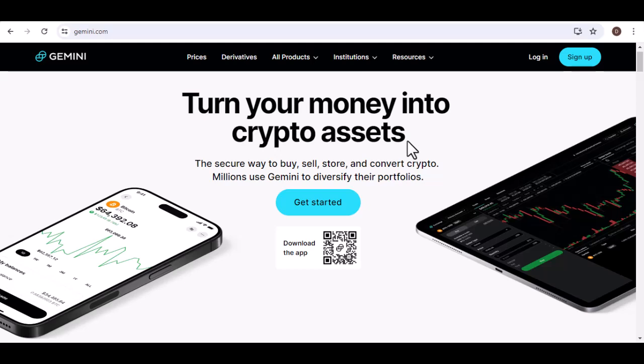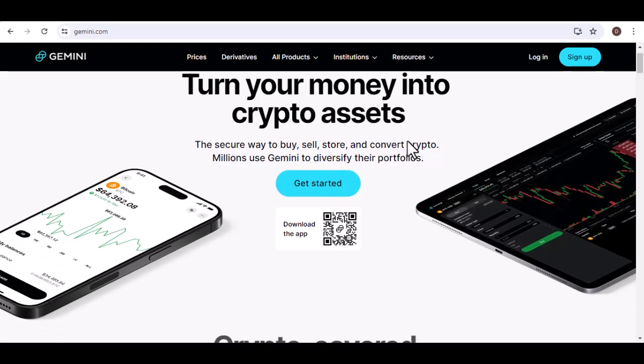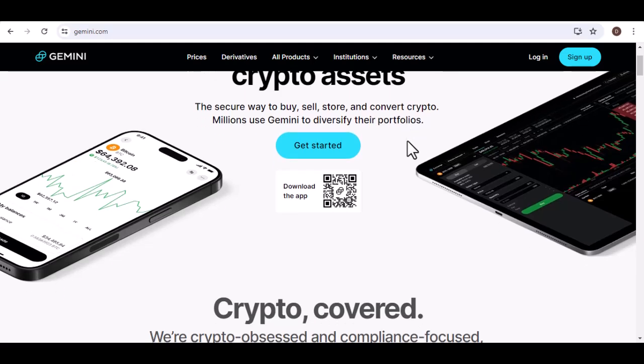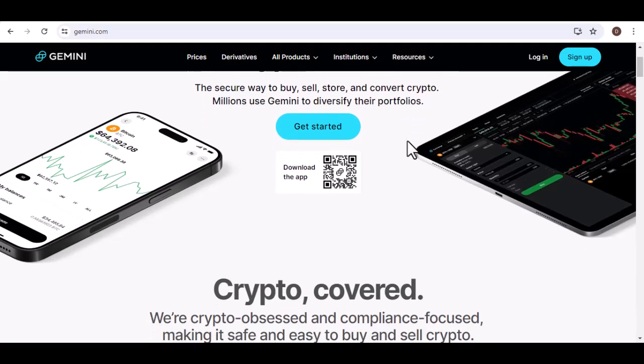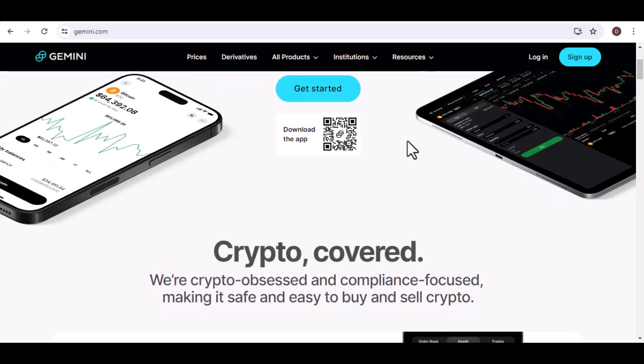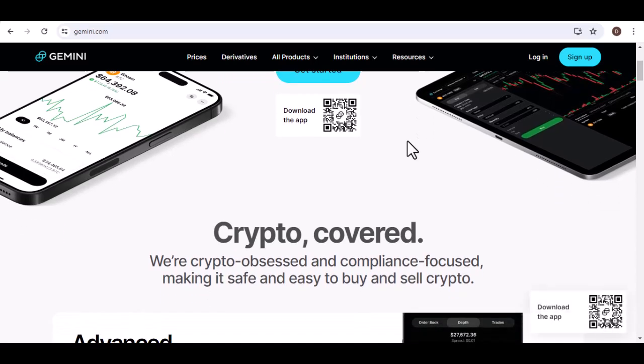Hey everyone, you've just bought a significant amount of cryptocurrency on Gemini, and you want to transfer it to another exchange. But how much is your Gemini USD worth in USDT? Building context. Gemini is a popular cryptocurrency exchange known for its security and user-friendly interface.